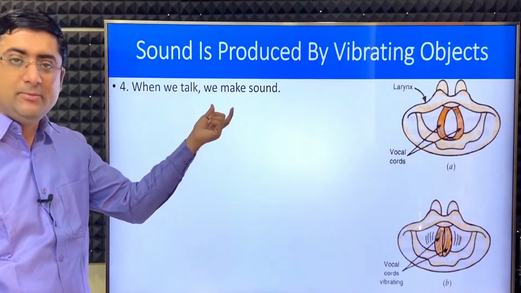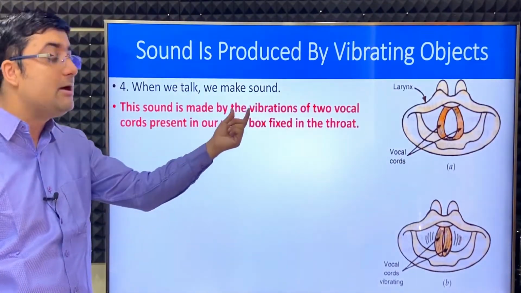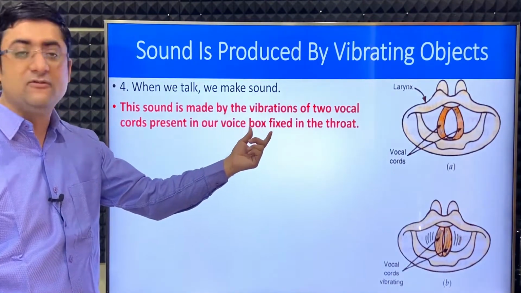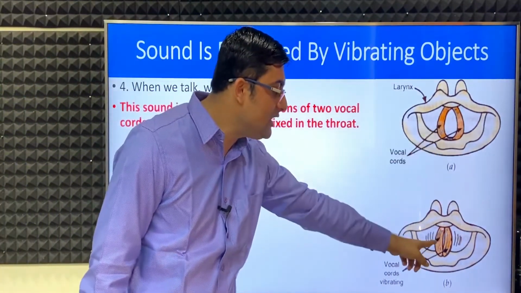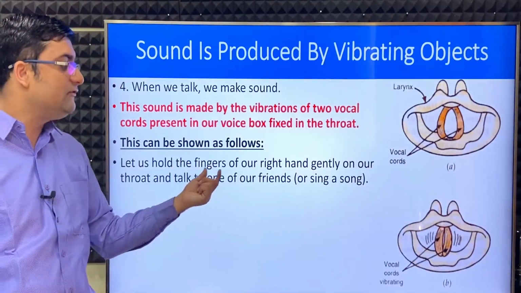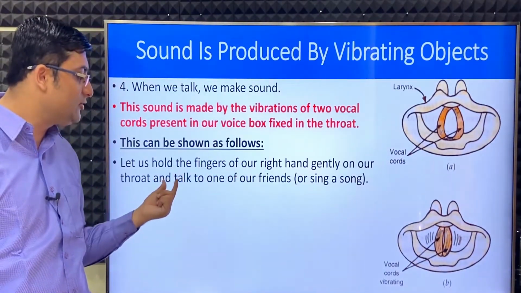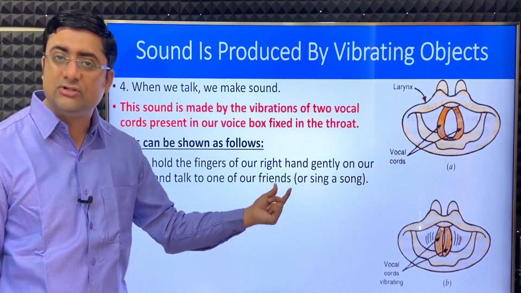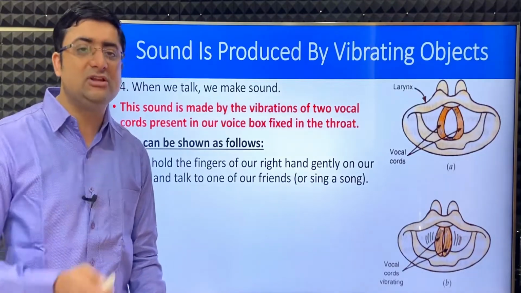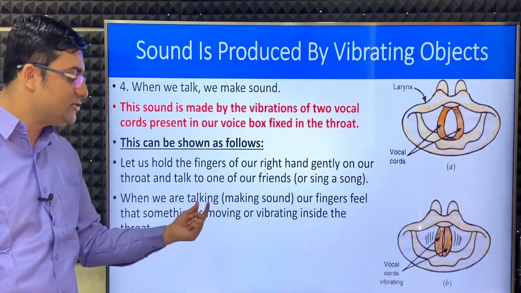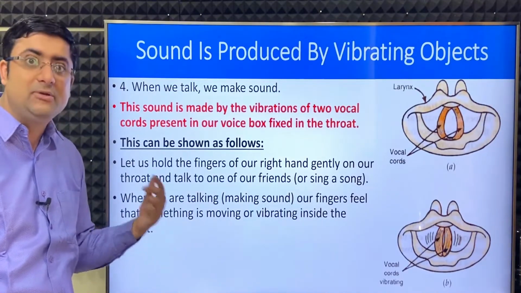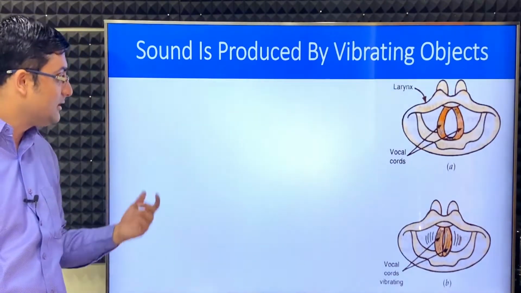When we talk, we make sound. This sound is made by the vibrations of two vocal cords which are present in our voice box fixed in the throat. So these over here are the vocal cords. This can be shown as follows. Let us hold the fingers of our right hand gently on our throat and talk to one of our friends or sing a song. So whenever you're speaking, just place your hand over here. You can actually feel the vibrations. When we are talking, that is making sound, our fingers feel that something is moving or vibrating inside the throat.